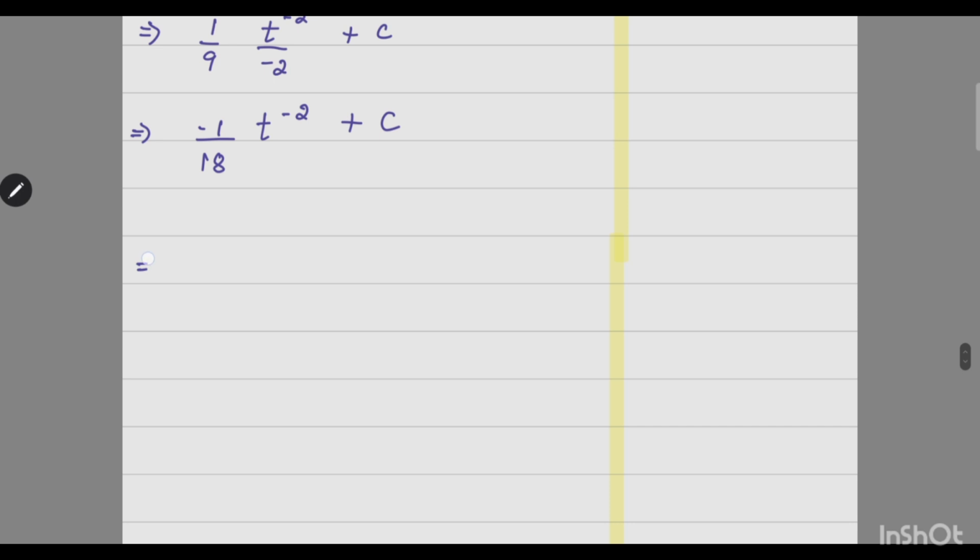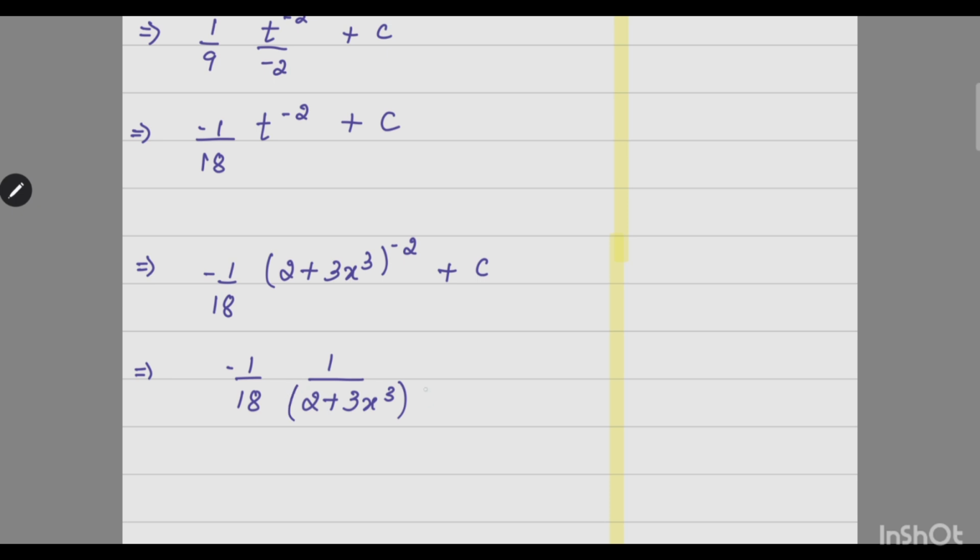Now let us write the value of t. So t is nothing but 2 + 3x^3. We can also write this as minus 1/18. So in the bottom we will write (2 + 3x^3), and the exponent minus 2 will become square, then plus c. So this is the required integral.